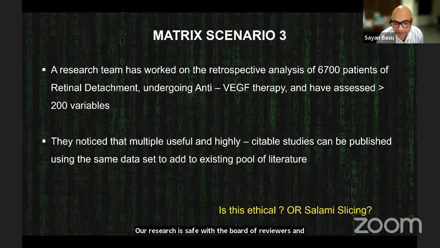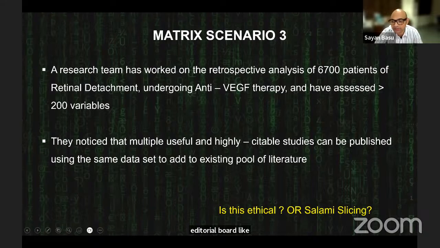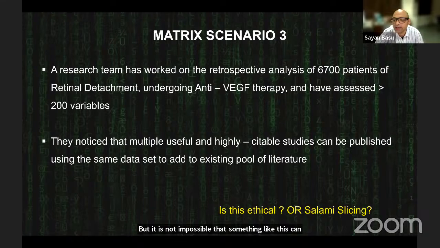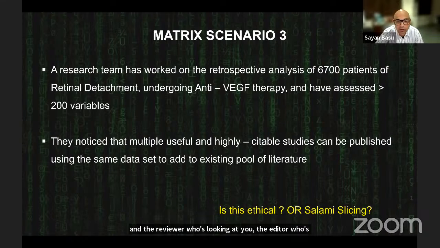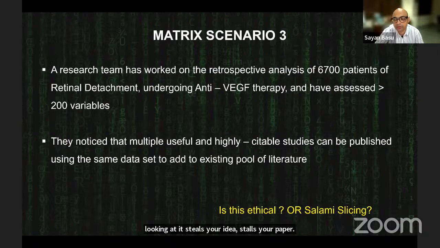Yeah, so the code of ethics, in general, people who are professional, part of editorial boards or the journal itself, their editorial team, will not allow this to happen. But it is not impossible that something like this can happen. I've heard about this happening rarely. Essentially what you're suggesting is you submit something very innovative to a journal, and the reviewer who's looking at it or the editor who's looking at it steals your idea, stalls your paper, and basically publishes it before your paper can progress or see the light of day.